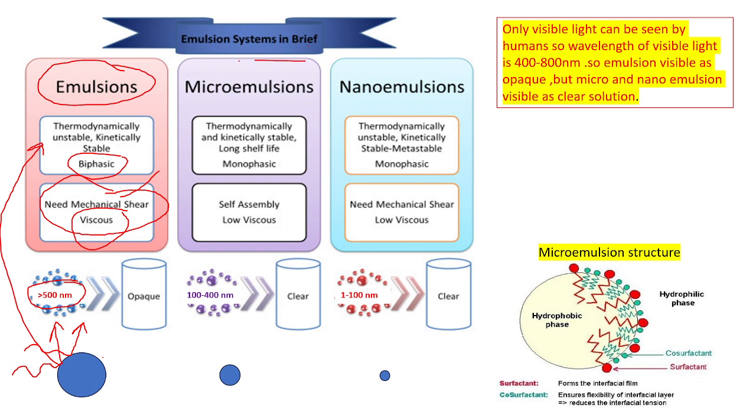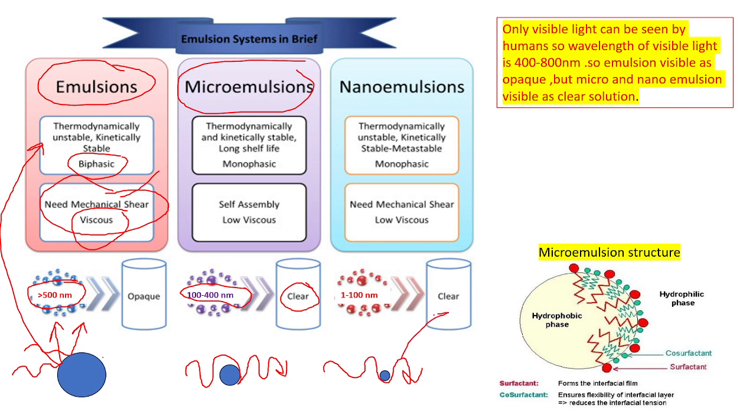Next one is microemulsion. The particle size in the case of microemulsion is 100 to 400 nanometer. Because of this 100 to 400 nanometer size, the wavelength will easily pass through the particles. Hence, these microemulsions will be visible as clear, because the dispersed phase cannot reflect or scatter the light. In the case of nanoemulsion also, the light may easily pass through the particles. Hence, this will be visible as a clear emulsion.